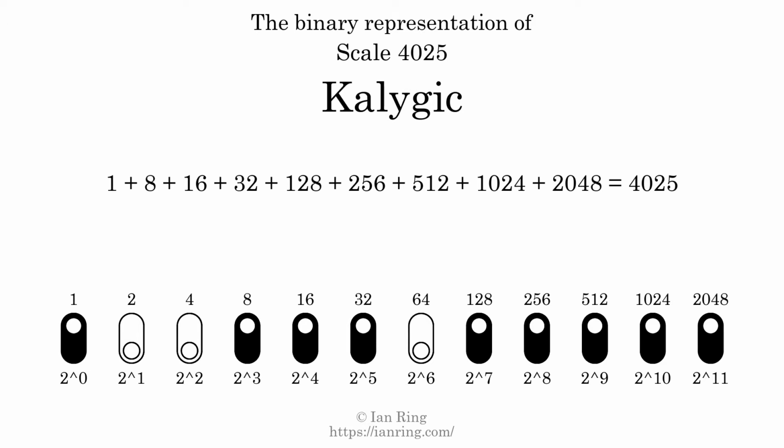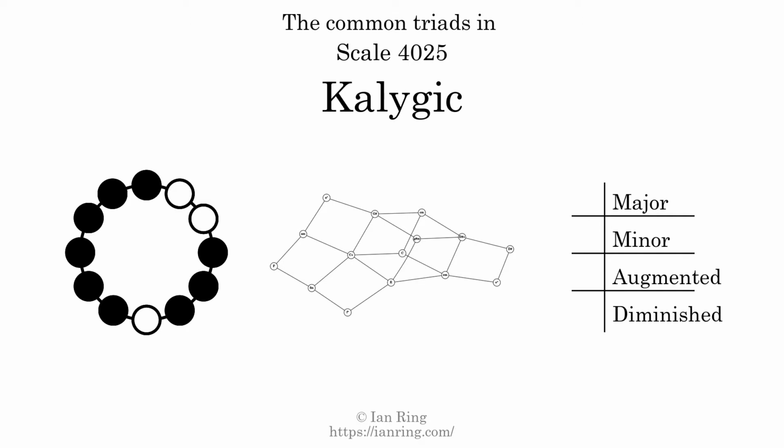The scale number not only enumerates the scale with a unique index, but it also literally describes the tonal content of the scale. Represented as a binary number in base 2, the scale number is 1111101110001. Here are the common triads present in this scale.